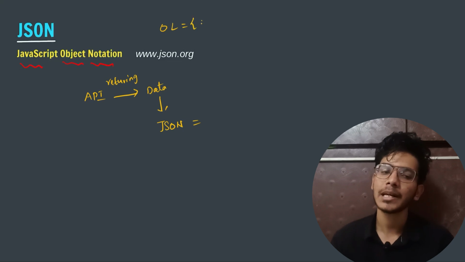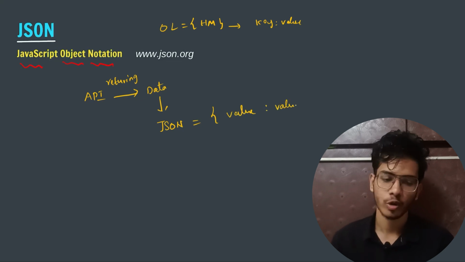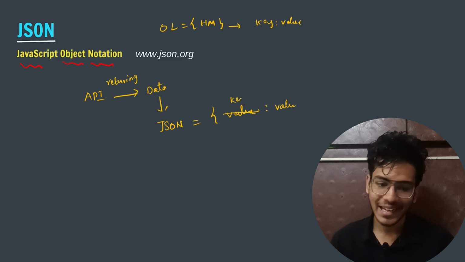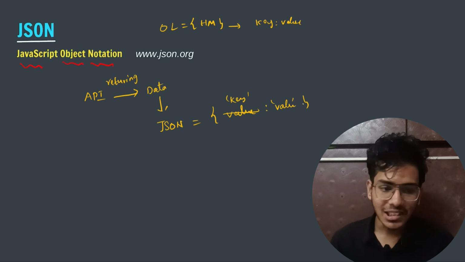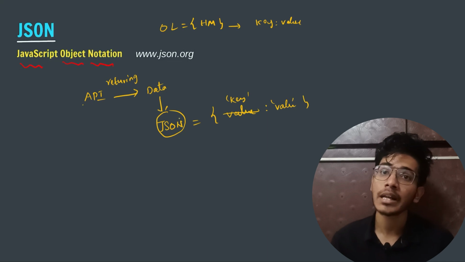Object literal is nothing but a hash map. A hash map will have a key and value pair. Similarly, in JSON also we will have a key and its corresponding value. This JSON will give me the entire information of that particular called API.